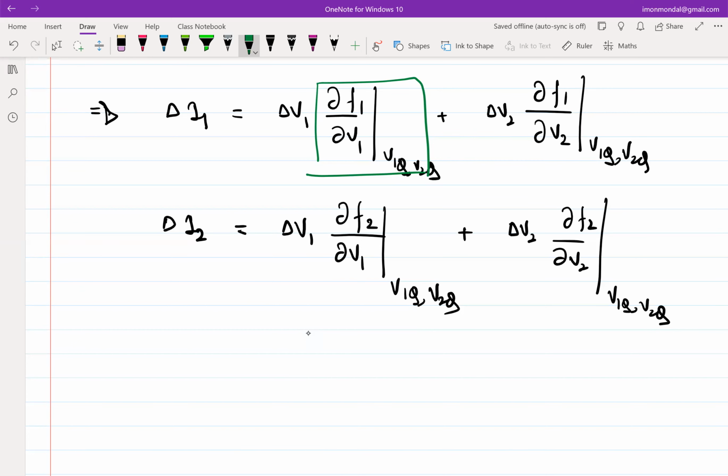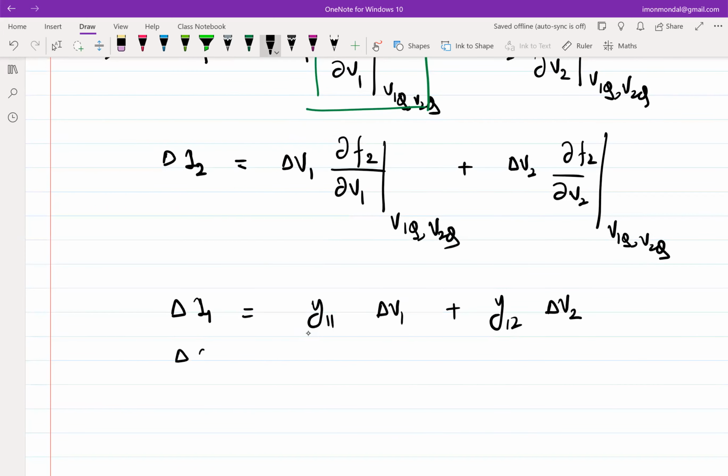So we basically replace them with their Y parameter equivalent, and we say this is del I1 is Y11 times del V1 plus Y12 times del V2. Similarly, delta I2 becomes Y21 times del V1 plus Y22 times del V2.